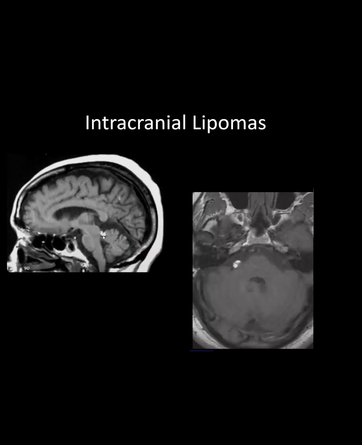Another example of small ones that are typically going to be isolated and benign. So this one's in the quadrigeminal plate cistern, and this one over here is going to be within the CP angle cistern.